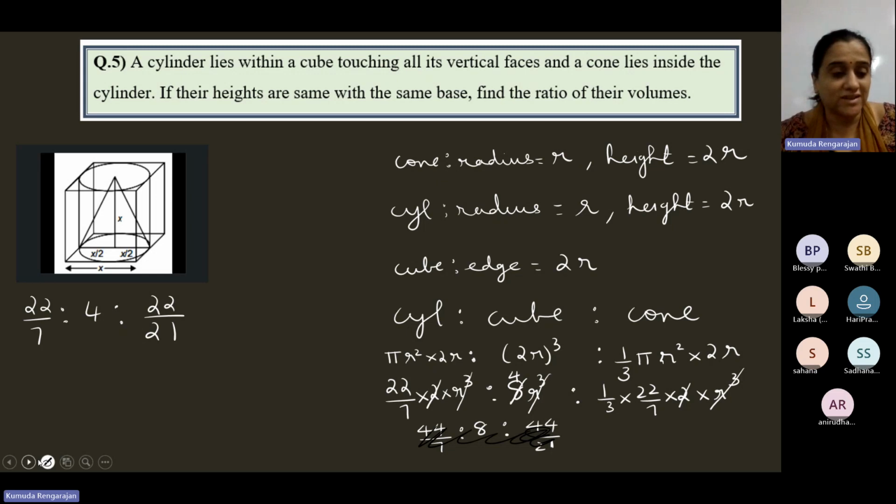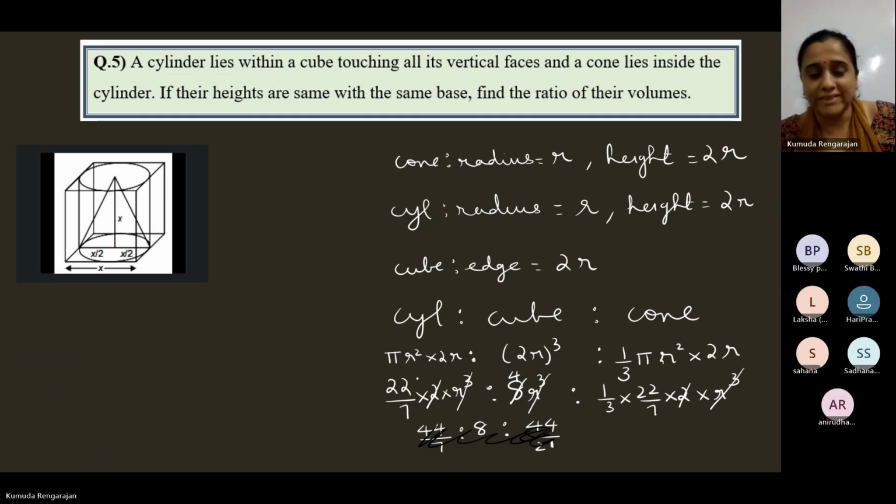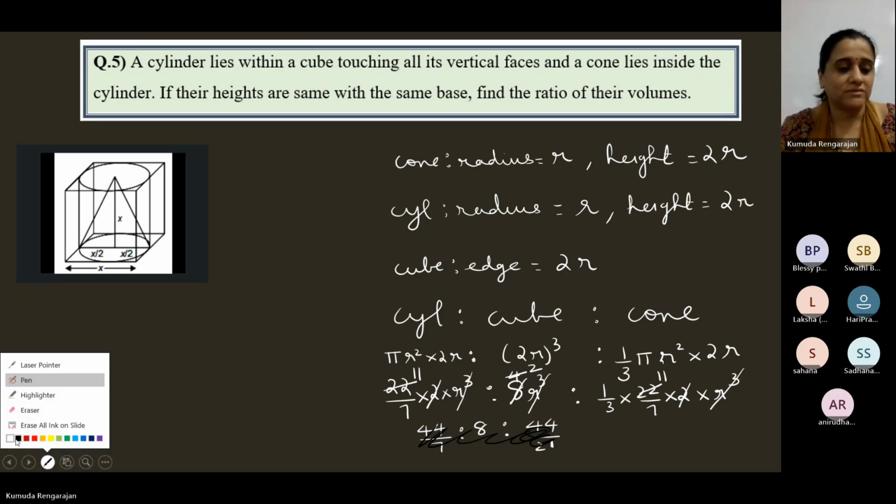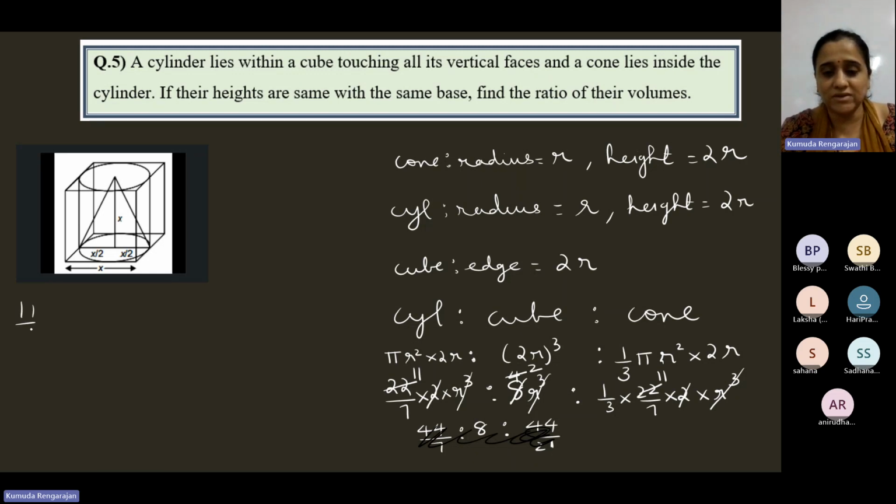I can still cancel. That's a problem. You can still cancel. See here, there's 22 here. 2 11s are 22, 2 2s are 4, and 2 11s are 22. I think now finally we've simplified. Now no more simplification. So finally we have 11 by 7 is to 2 is to 11 by 21.